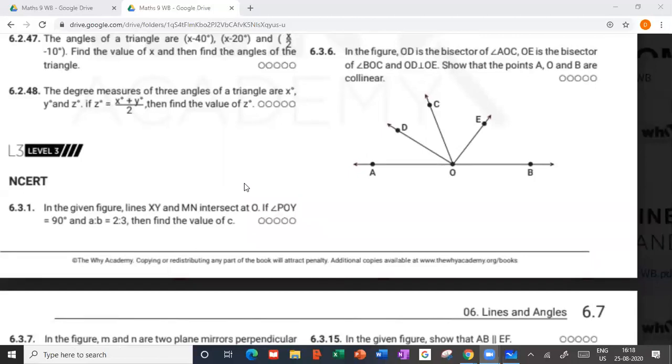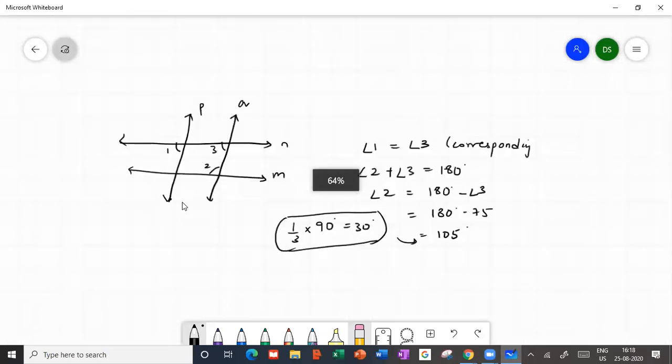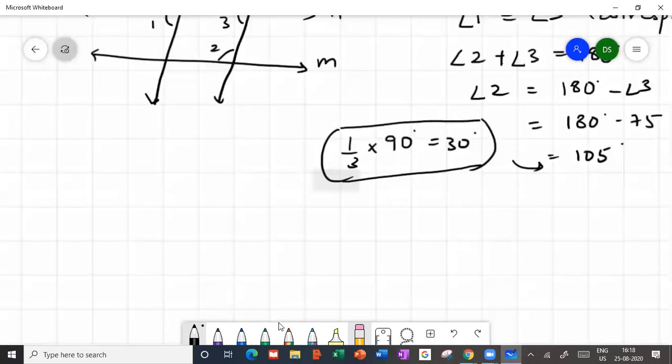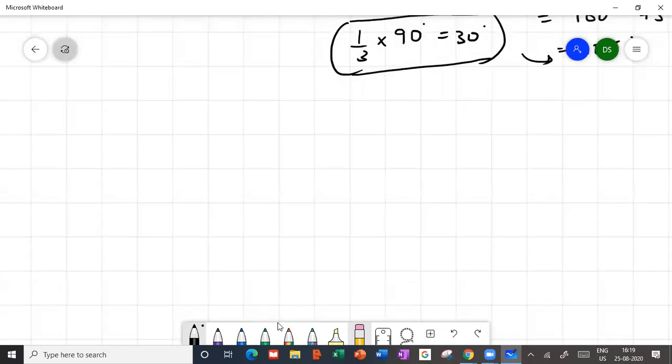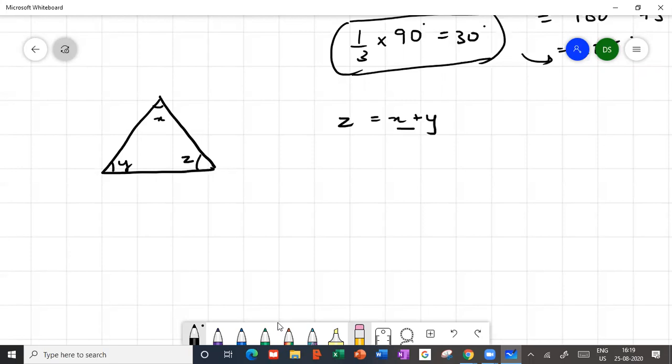48. The degree measures of three angles are x, y, and z. Okay, this seems to be easy. So first make a triangle. This is x, this is y, and this is z, correct? And then they are saying z is x plus y by 2. Find z. What will you do? Main property of a triangle? 180 degrees. Yeah, I got it.